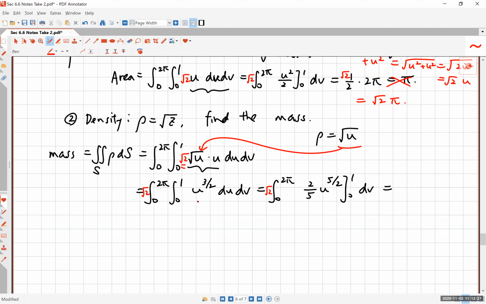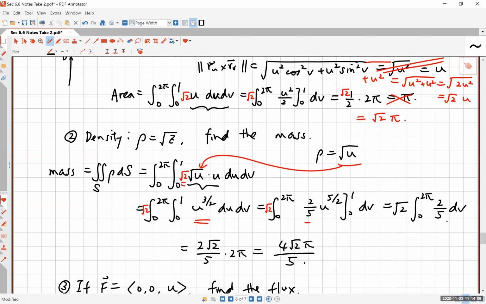I still have u times u to the power of 3/2 to integrate, and that becomes 2/5 times u to the 5/2, right? All right, so then we go on. This is the square root of 2 times the integral from 0 to 2 pi of just 2/5 dv. So this is 2 square root of 2 times 5 divided by 5, and then you have 2 pi. So this is 4 square root of 2 pi over 5, and that is the mass of this object.